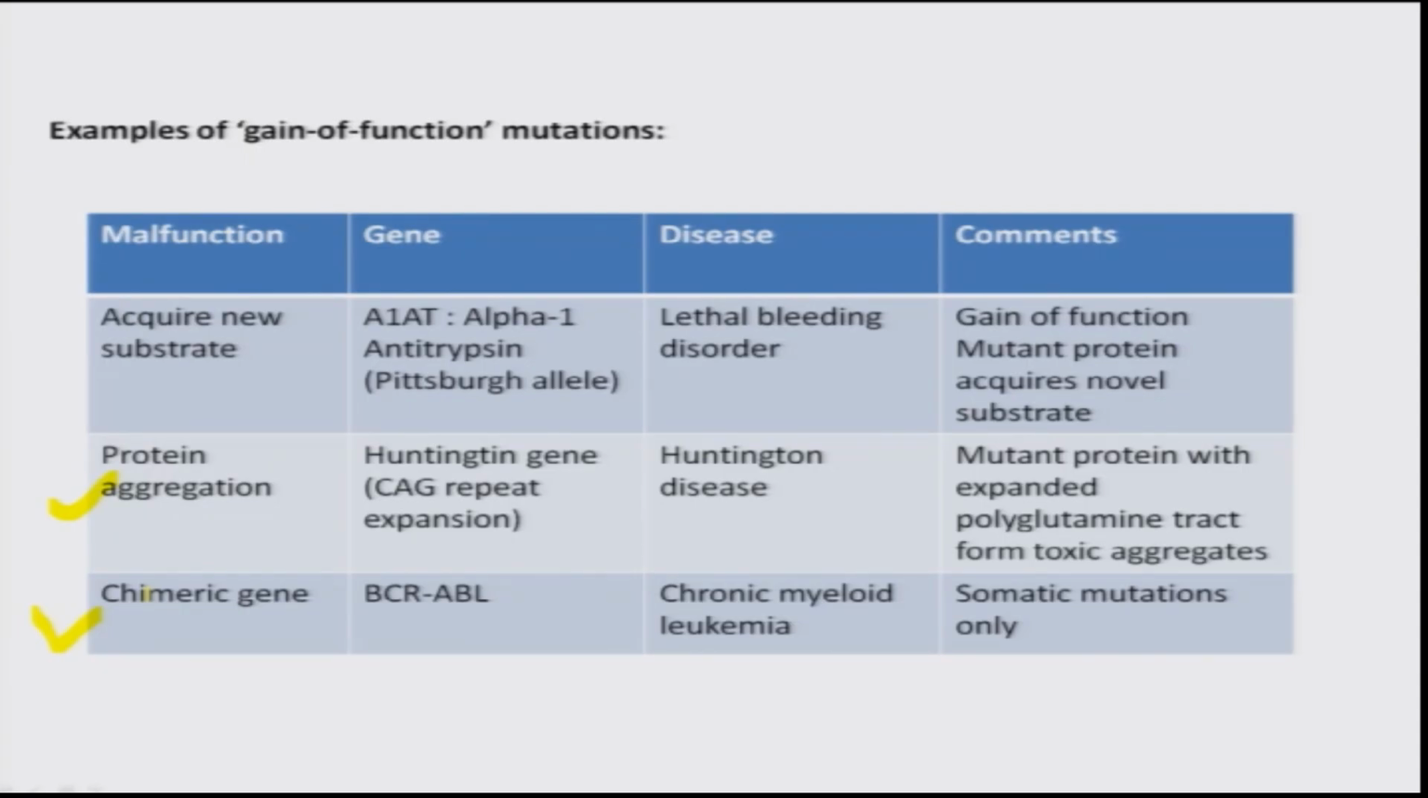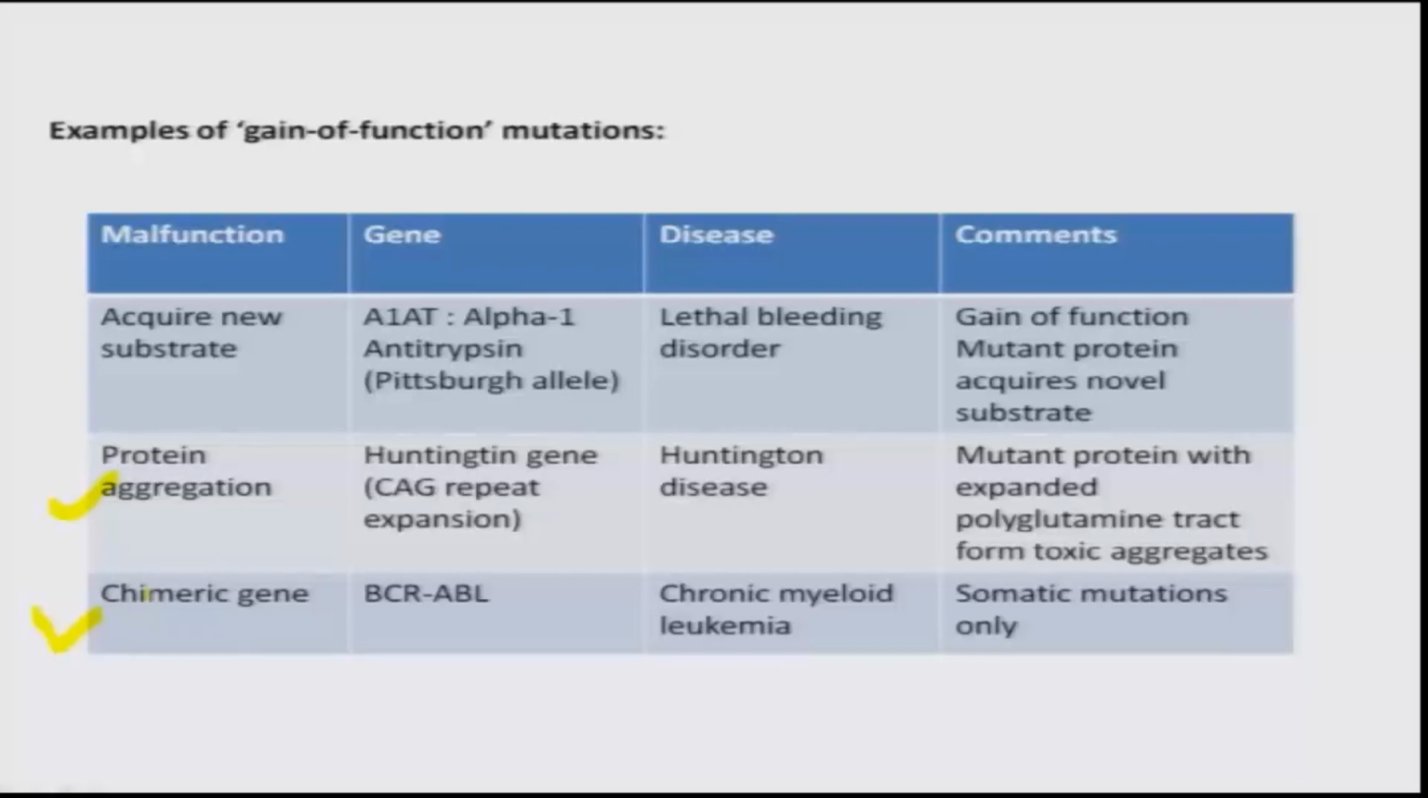This particular protein called A1AT, which is alpha 1 antitrypsin, is involved in a very severe disease called lethal bleeding disorder. If you have a particular mutation of this gene, that would result in a condition wherein the individual will bleed to death, right? And this mutation results in what is called a gain of function. The mutant, because of the change, acquires a novel substrate, which is not a substrate for this protein if it is wild type. And as a result, when it acts upon the novel substrate, that results in the heavy bleeding.